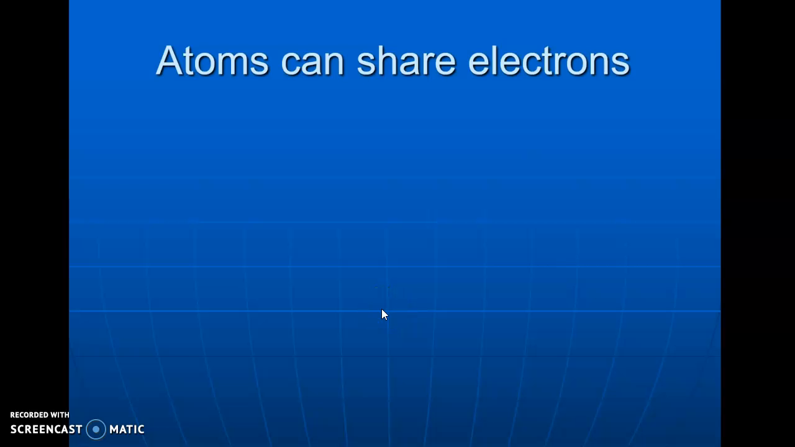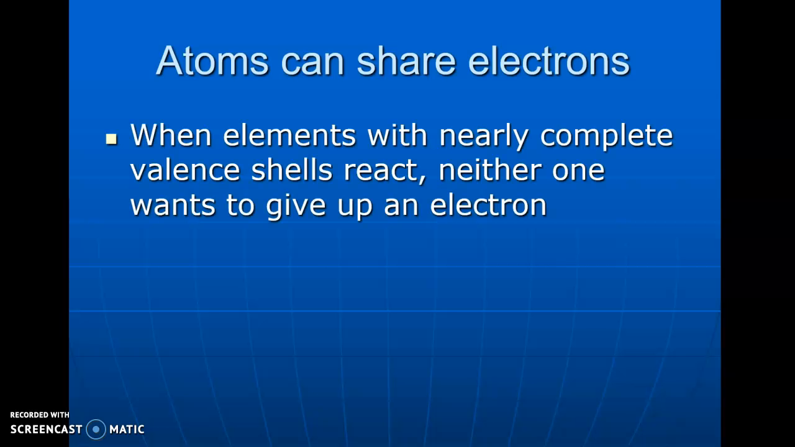So when we looked at different kinds of bonding, one of the things that we said that atoms can do to become more stable is they can share their electrons. This happens when two elements are reacting together, and it can be more than two elements, but for us, we're going to keep it simple and just stick with two elements.